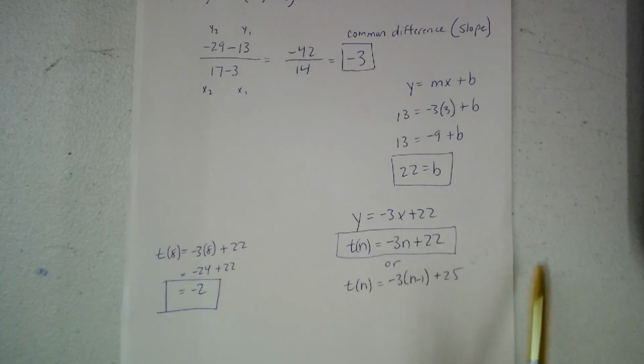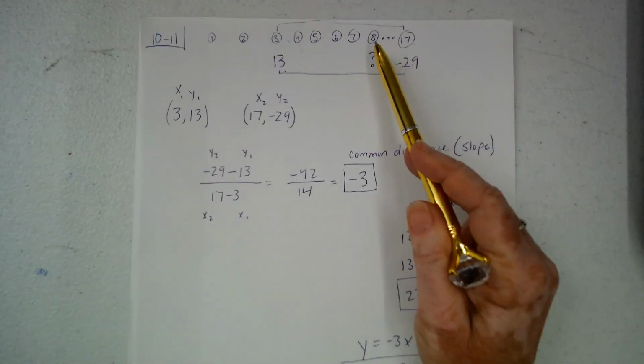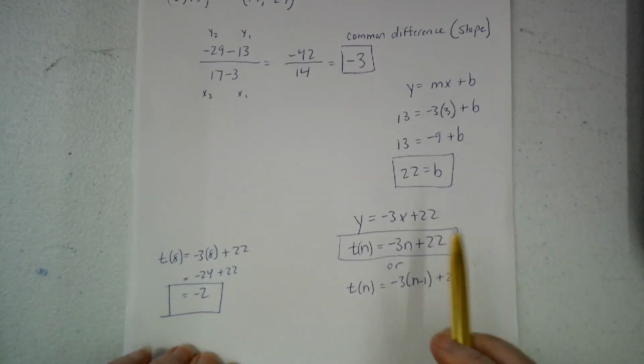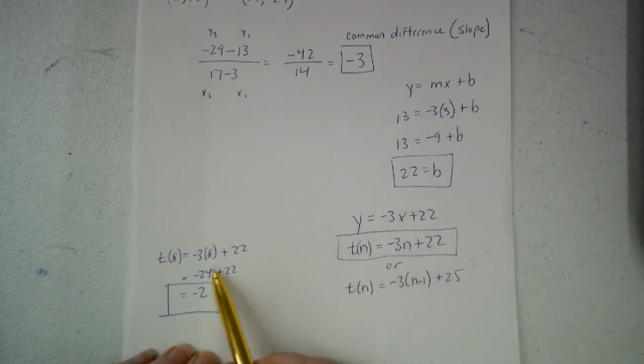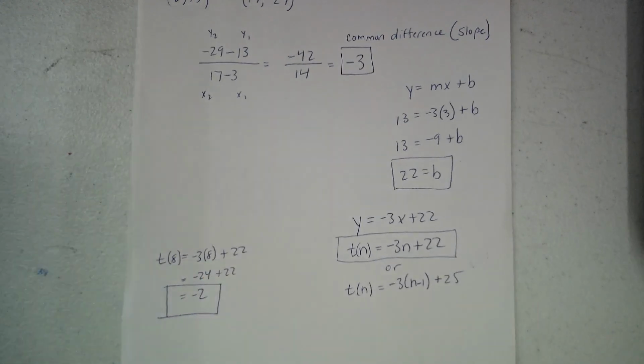We've been asked to find the 8th term, so for n, I'm going to plug in 8. I went negative 3 times 8 plus 22, and I got negative 2. And that's it.